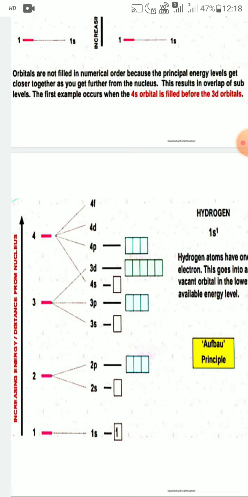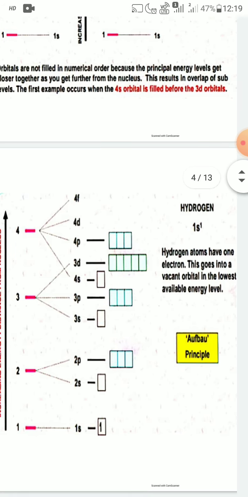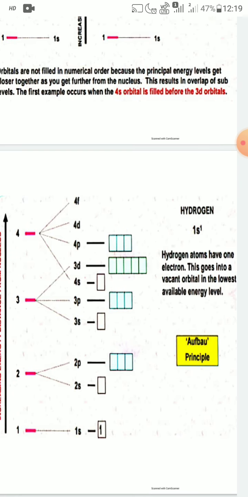Now for example, electronic configuration of hydrogen. Hydrogen atomic number is 1. So 1 electron in hydrogen atom. So this 1 electron will enter into the 1s orbital. So electronic configuration of hydrogen becomes 1s1. Okay. Hydrogen atoms have 1 electron and this goes into a vacant orbital in the lowest available energy level, that is in 1s orbital, according to above principle.